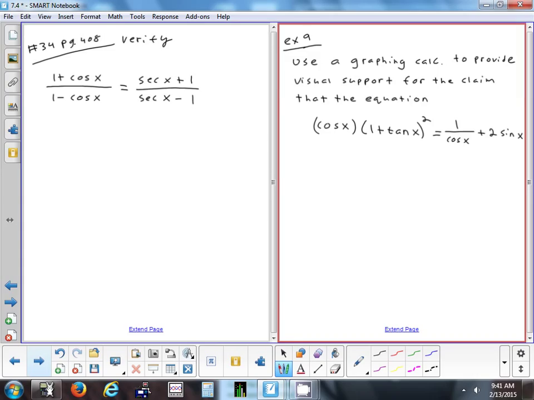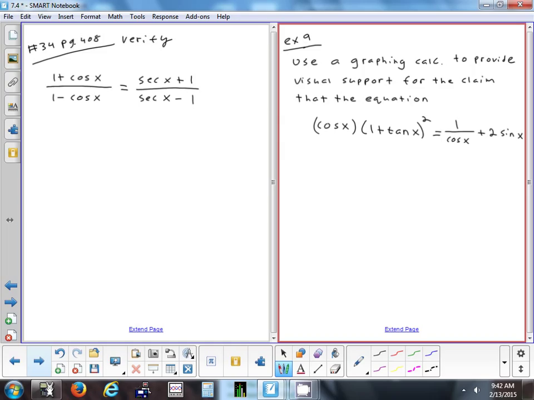Like if you're in college, you get an identity, and somebody says, we're not even going to tell you if it's true or not. You have to first figure out, do you think it's true? And then if it is true, try to prove it, right? So I would graph what's on the left in a calculator, graph what's on the right, see if they look the same. And then if they do, I'd go from there and try to prove it. If they look totally different, then I'd find a counterexample and prove they're different. Okay? That would be easier.